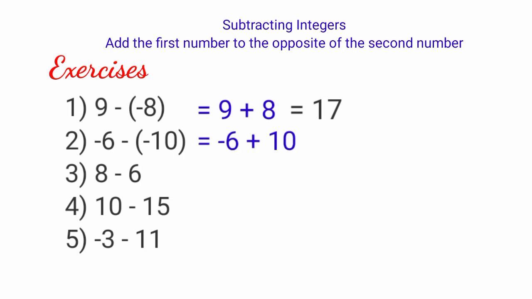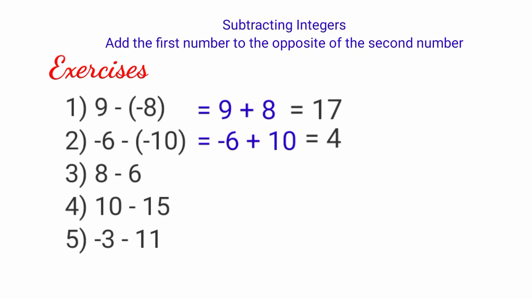Following our one simple rule, we will be retaining our first number, our subtraction will become addition, and our second number, which is negative 10, will become positive 10. Now, recalling the rules of adding integers, if we have different signs, we will be subtracting the two numbers. So 10 minus 6 is equal to 4.